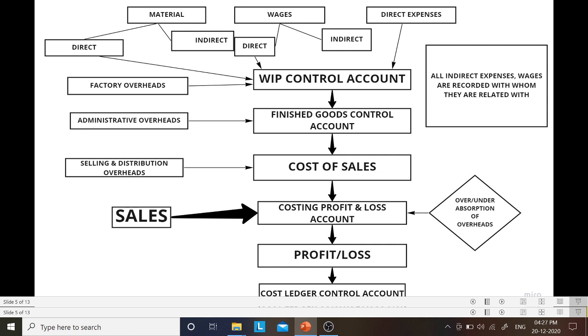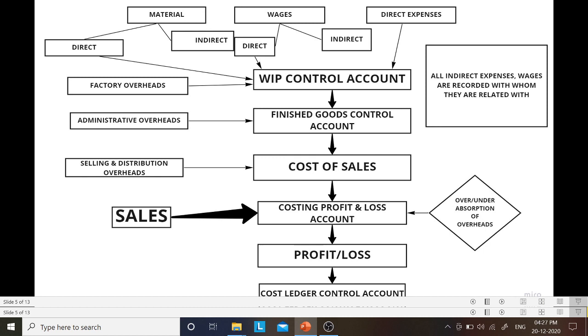Like one side you will have cost, that is which has been transferred from cost of sale, and one side I'll be writing the amount of sales. So you will directly get it in the costing profit and loss account. The balance of costing profit and loss account will be your profit or loss, because one side I'm writing cost, one side I'm writing sales.